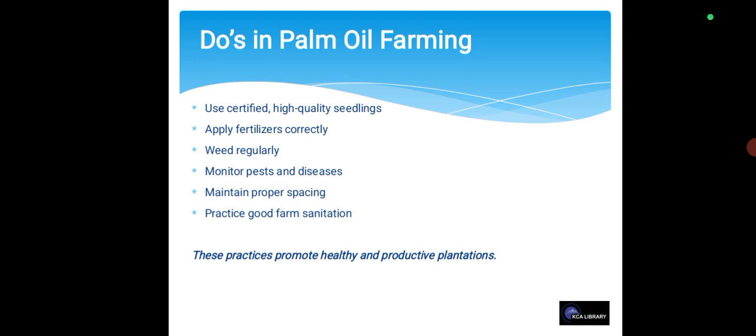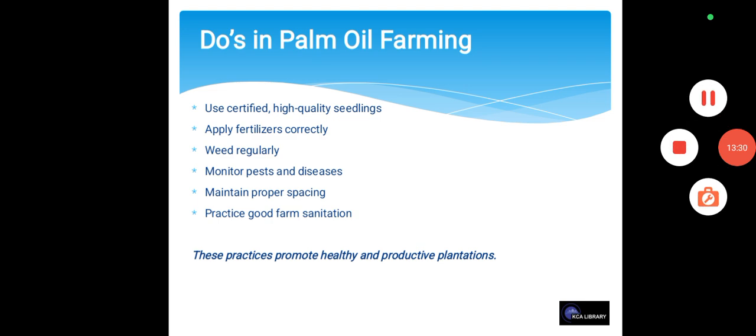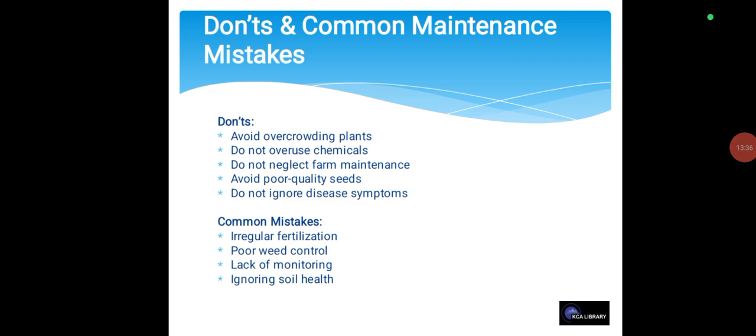Now let's talk about the do's in palm oil farming. The do's in palm oil farming include: one, use certified high quality seedlings. Apply fertilizers correctly. Weed regularly. Monitor pests and diseases. Maintain proper spacing and practice good farm sanitation. These practices promote a healthy and productive plantation.